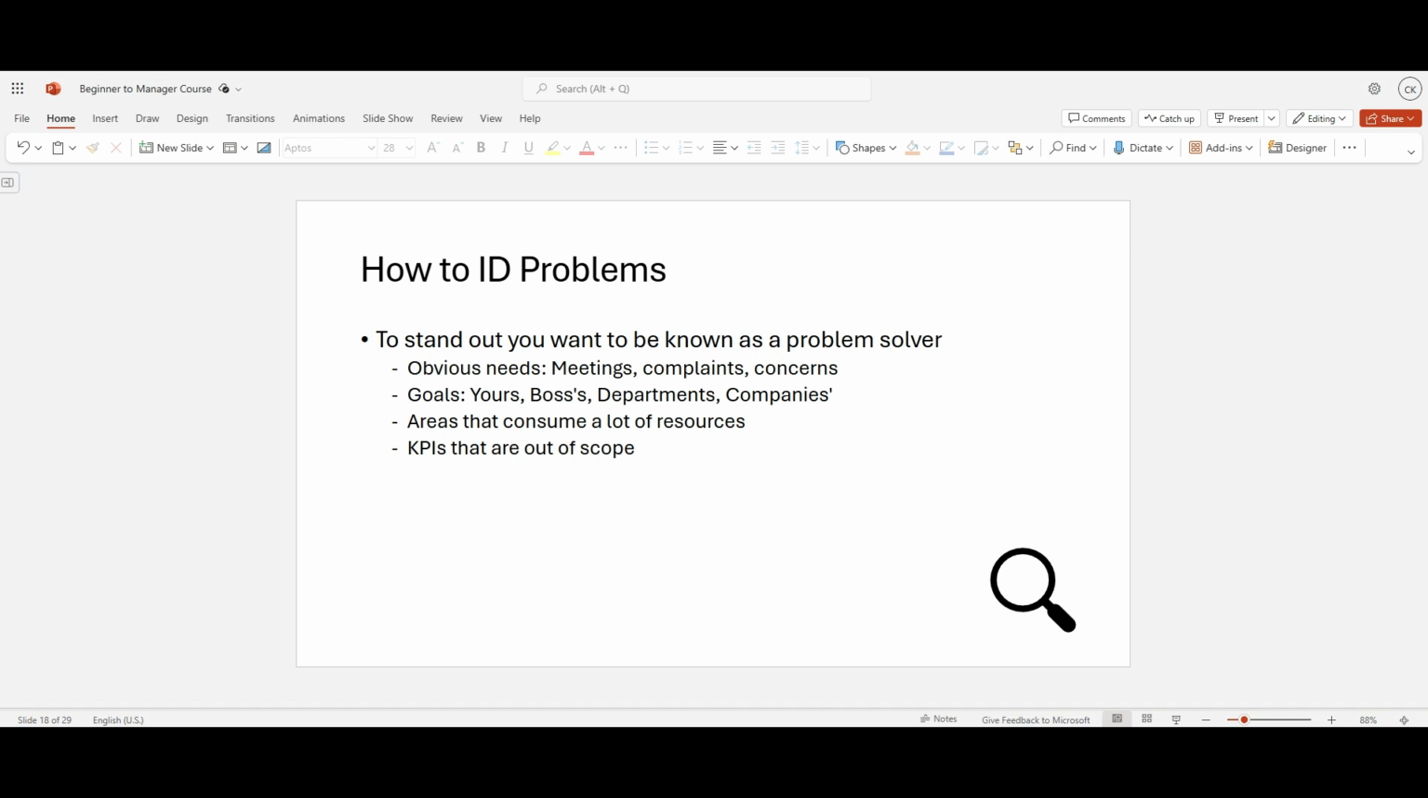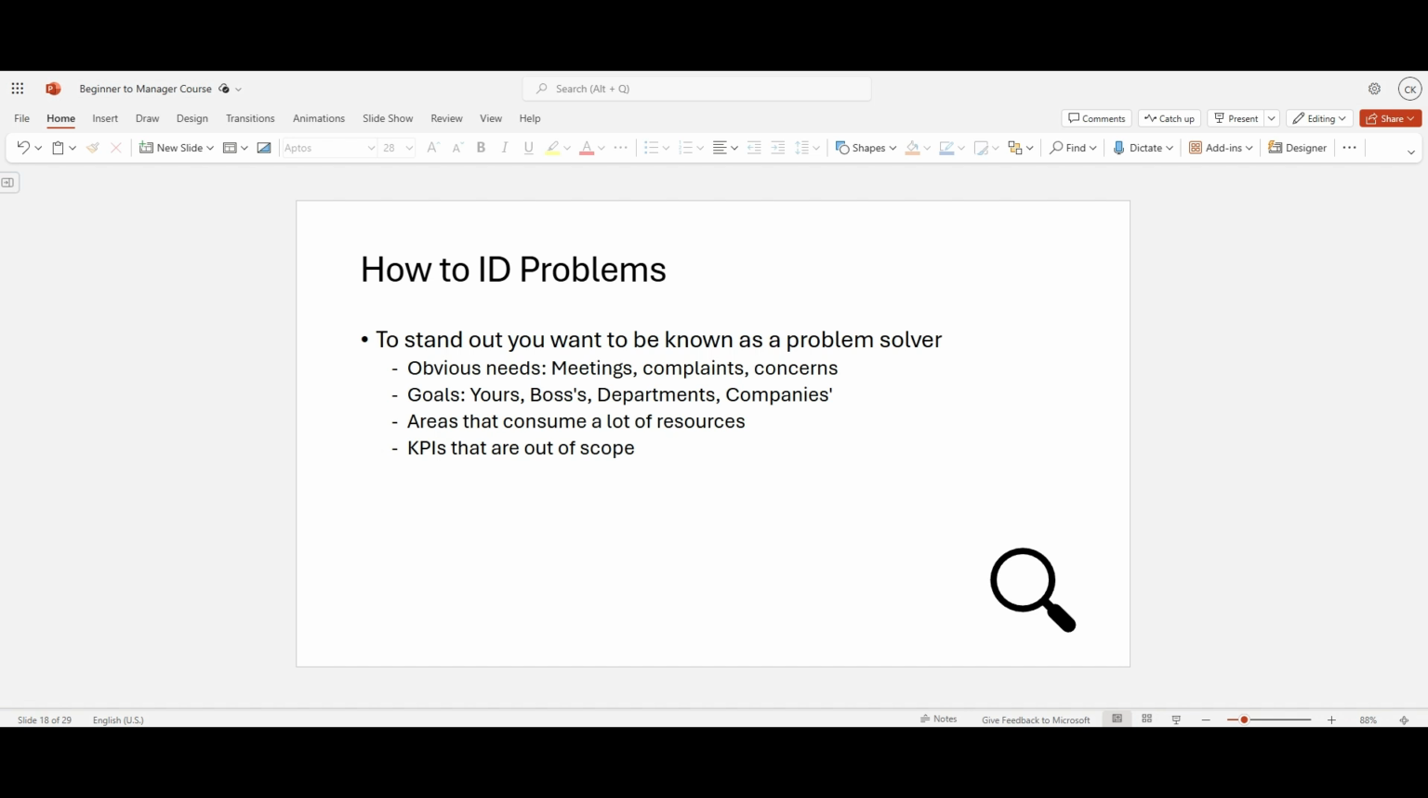Now, if you don't have any of those, or you want to keep building out a list of problems to solve, you can move towards goals: your goals, your boss's goals, your department's goals, your company's goals. Any problem that you can solve that can further people's goals would be considered a high impact problem, and that would be something valuable for you to solve and to focus your time on.